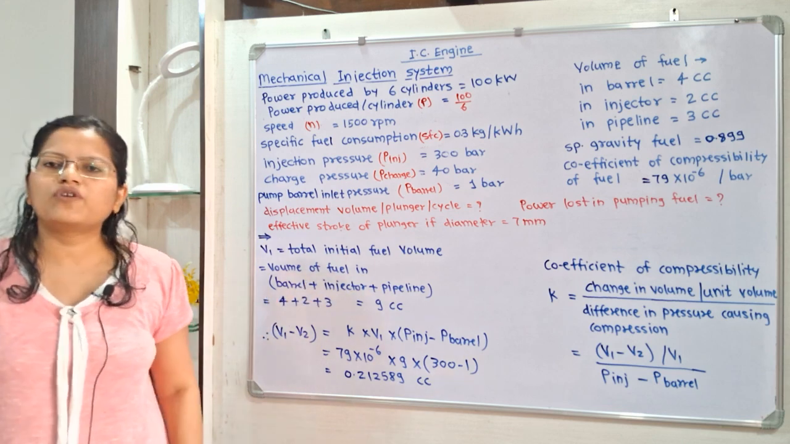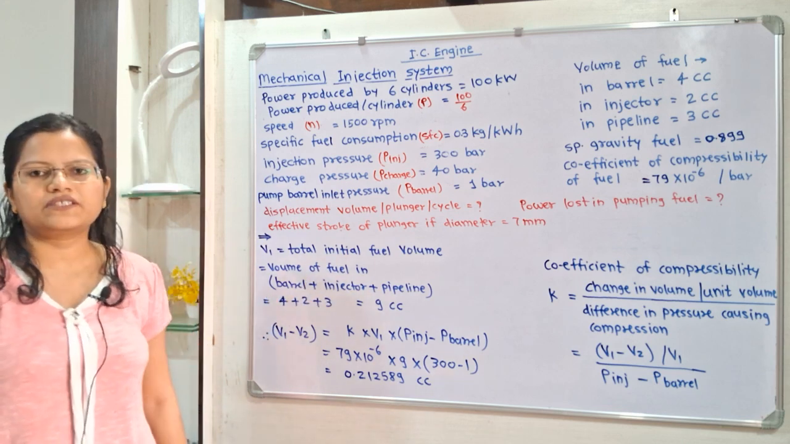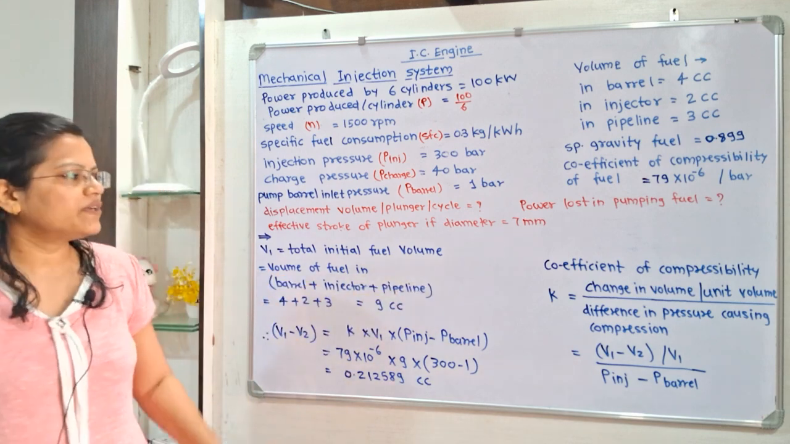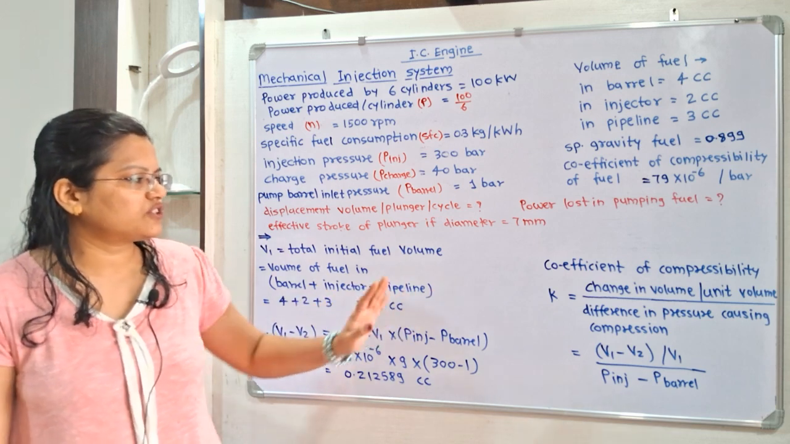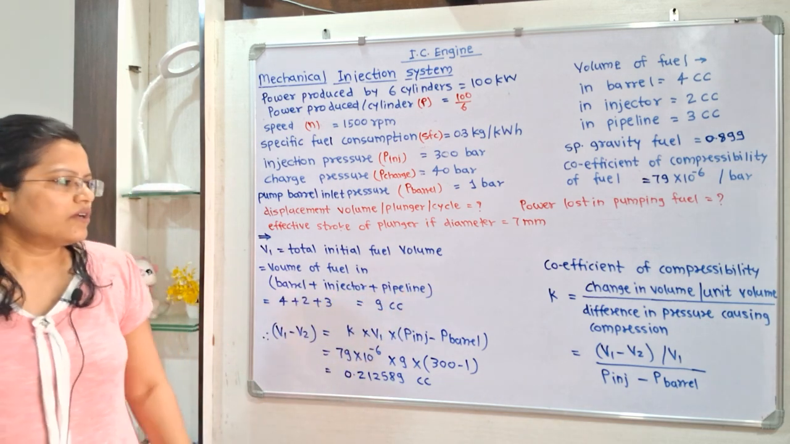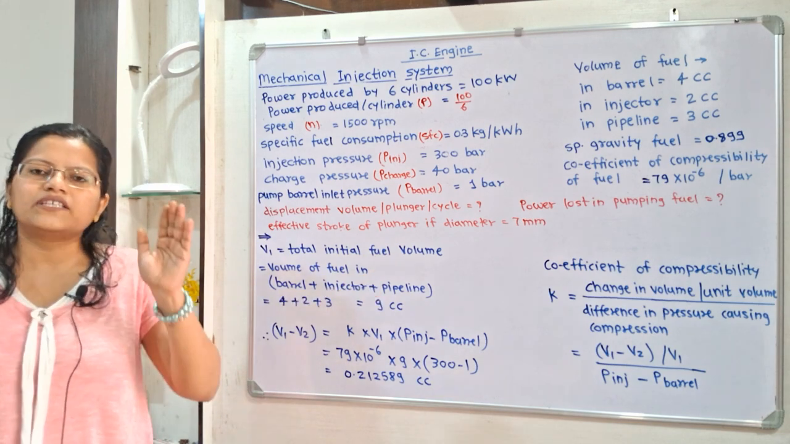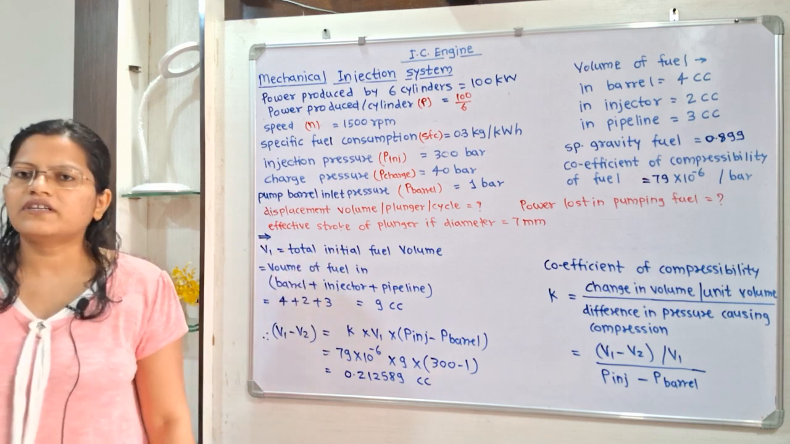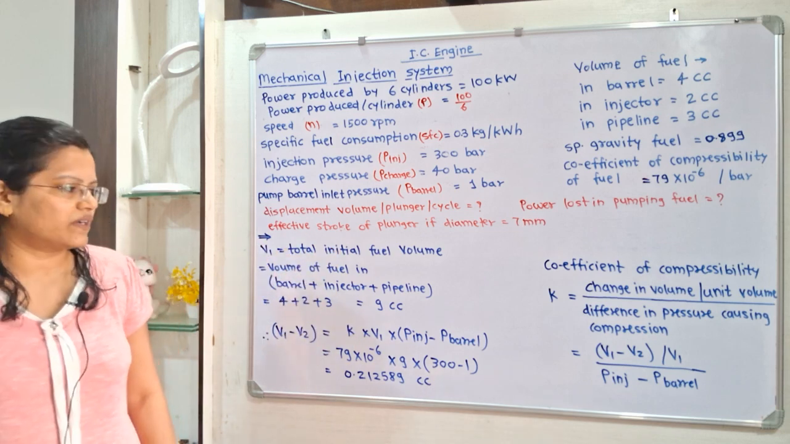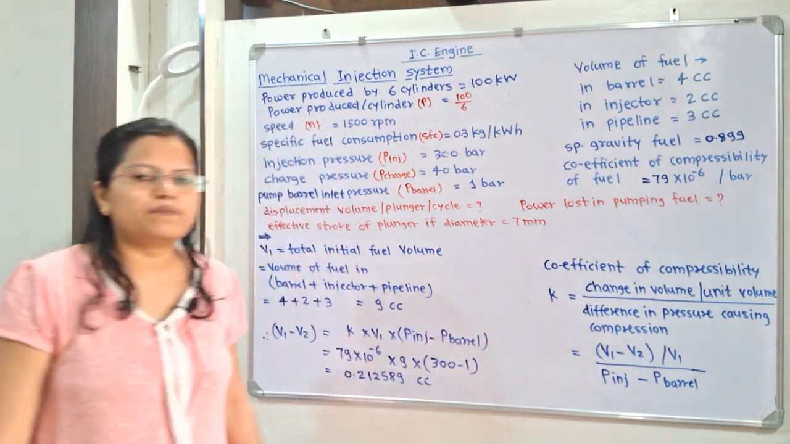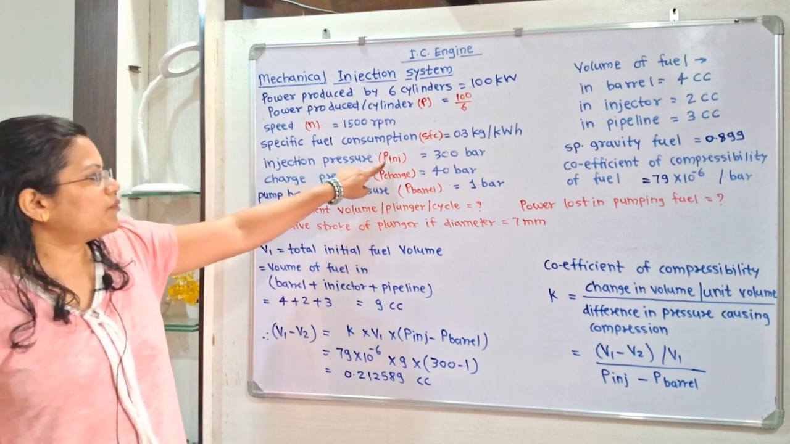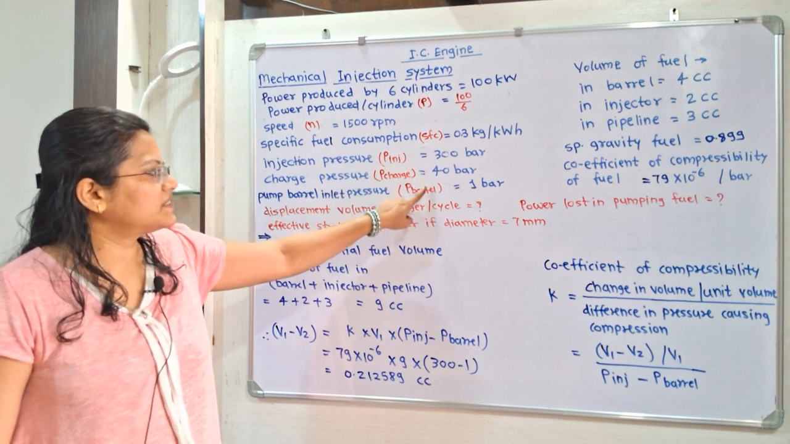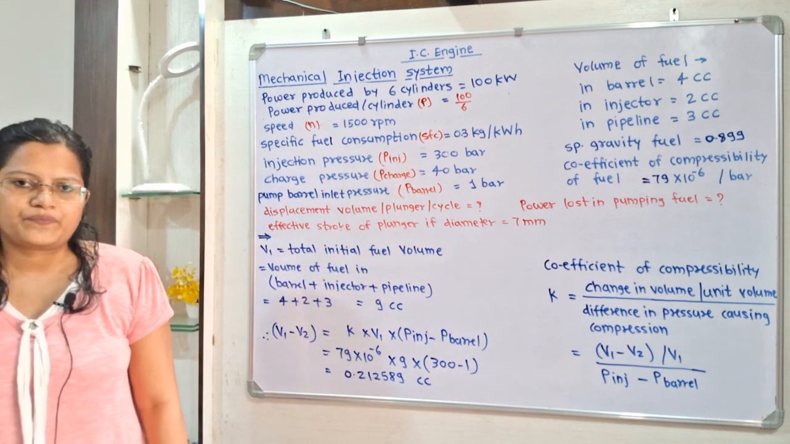Now what is the formula for the coefficient of compressibility? It is the change in volume per unit volume divided by the difference in pressure causing compression. So the change in volume, that is V1 minus V2, divided by the unit volume, that is the initial volume V1, and divided by the difference in pressure causing compression. P injection is higher than P barrel, so we will take the difference P injection minus P barrel.